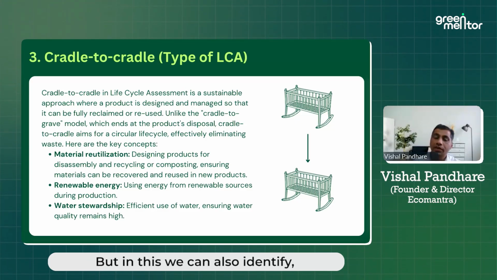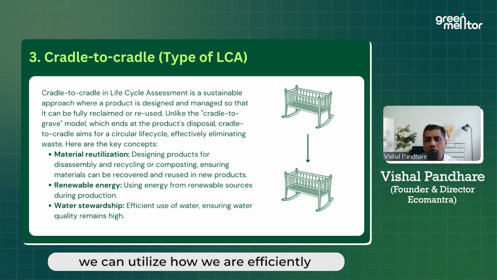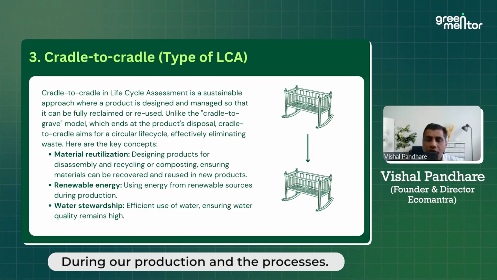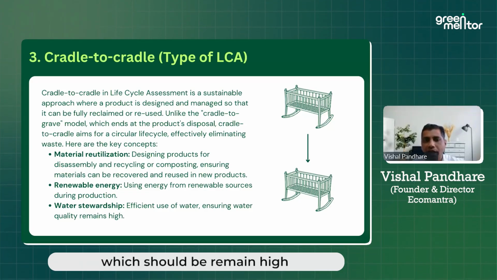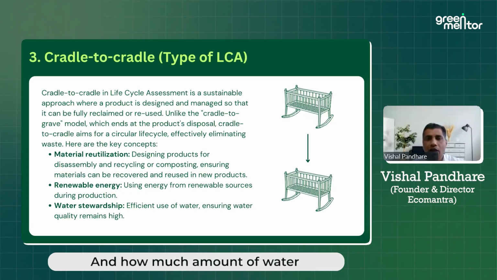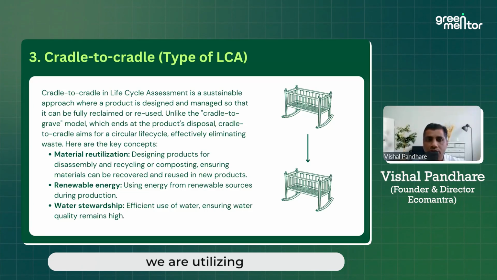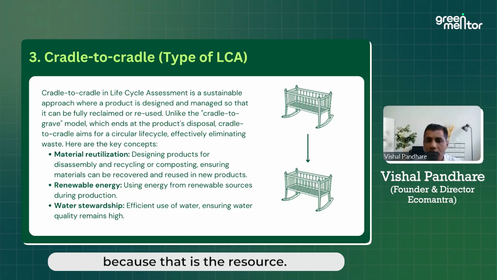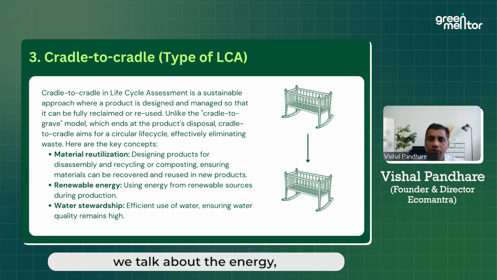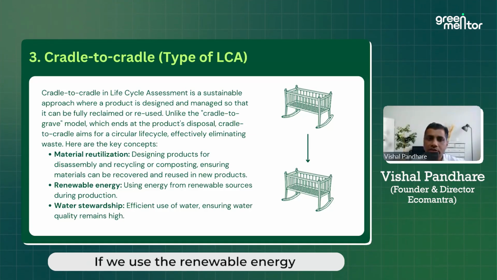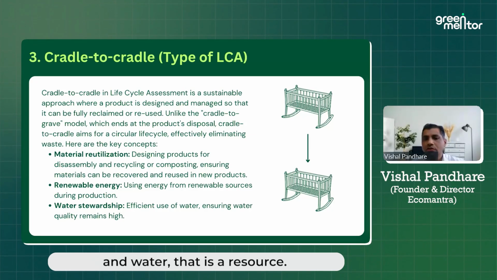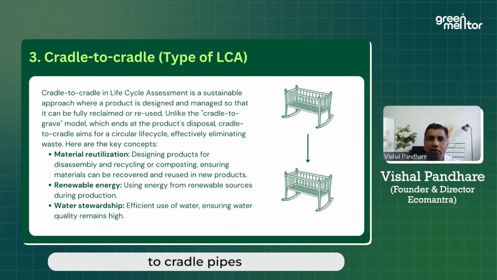In this, we can also identify how efficiently we are using our renewable sources during our production and processes, as well as water quality, which should remain high during water use. Okay, and how much water we are utilizing, because that's a resource. So material, which we talk about, the energy, that's the electricity, if we use renewable energy, and water, that's a resource. So this would be the cradle to cradle types.